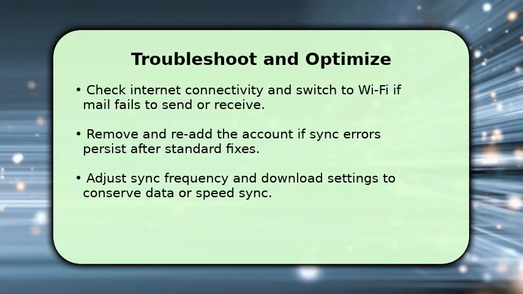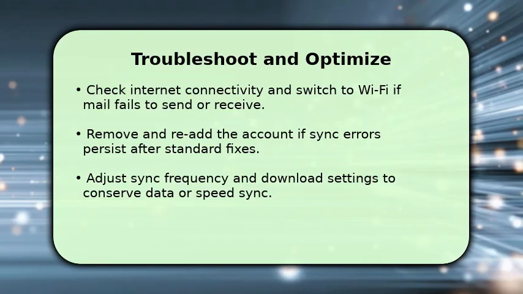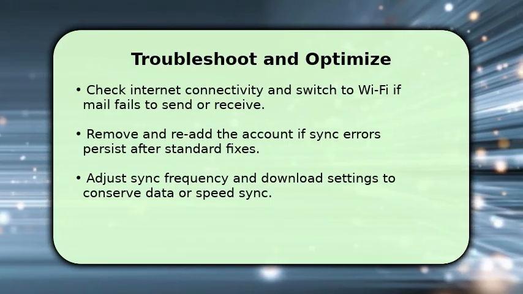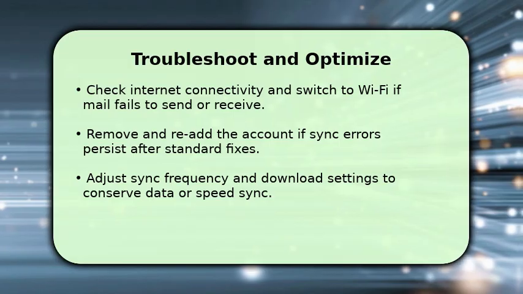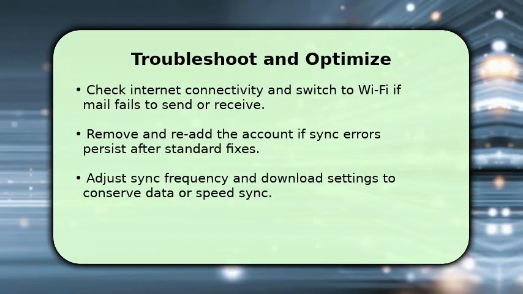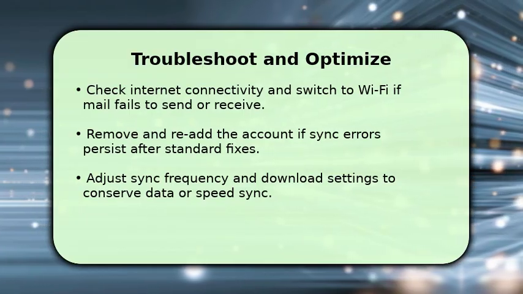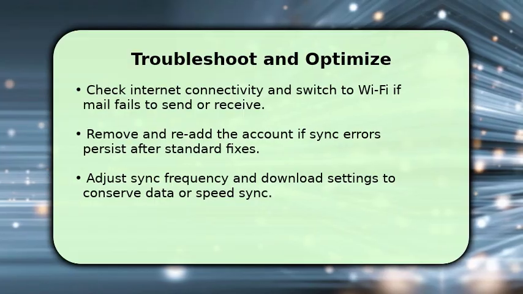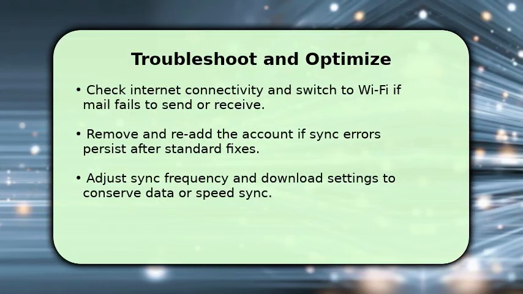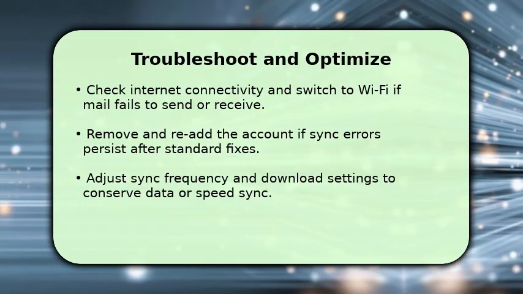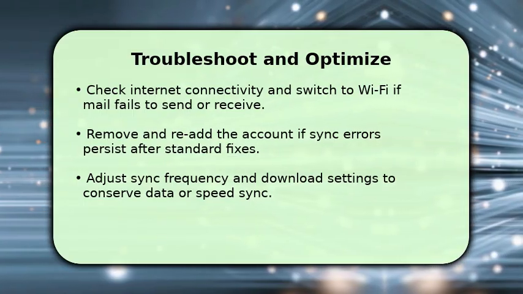Check internet connectivity and switch to Wi-Fi if mail fails to send or receive. Restart the app and your phone to clear temporary issues before advanced troubleshooting. If sync errors persist, remove and re-add the account to reset connection settings. Verify server, port, and security settings for IMAP or SMTP if manual setup was required.